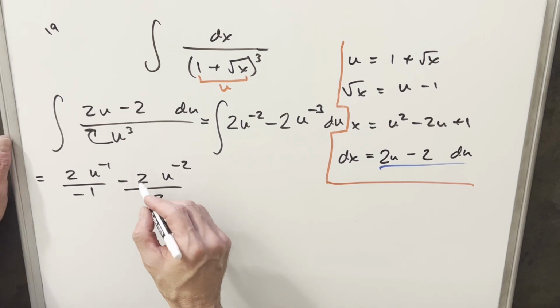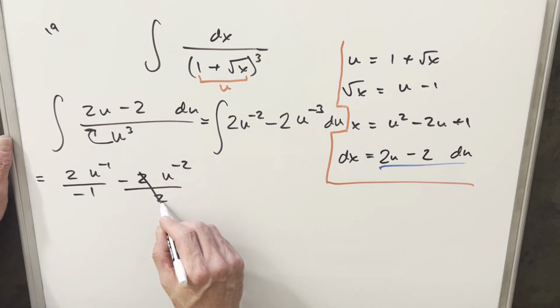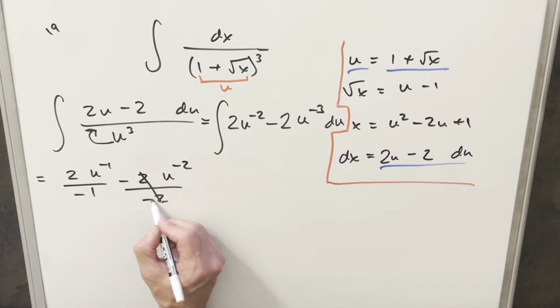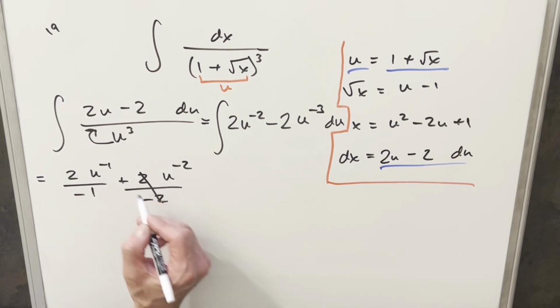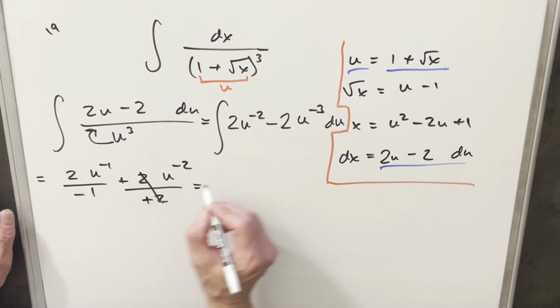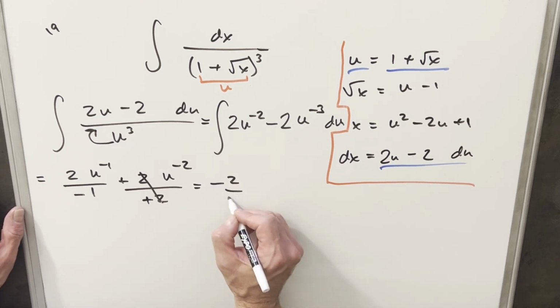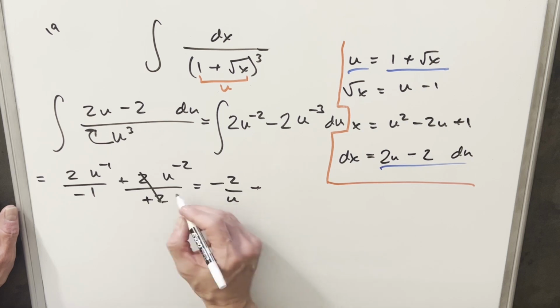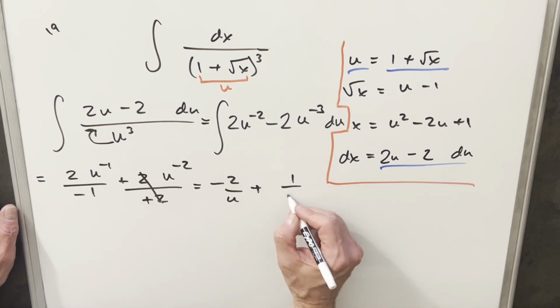And then let's just clean it up a little bit. So here the 2's are going to cancel. Sorry, this is actually a minus sign here. So when this cancels, this is going to become a plus. Then we'll just do a little cleanup on this. I'm going to write this as minus 2 over u. And then here we're going to have plus, we'll write this as 1 over u squared.